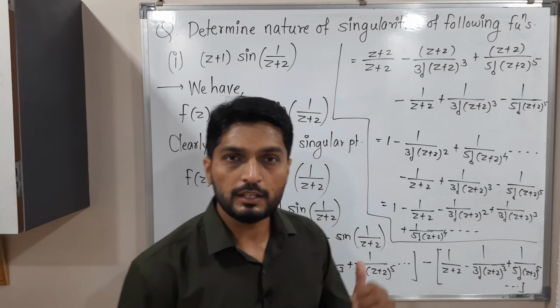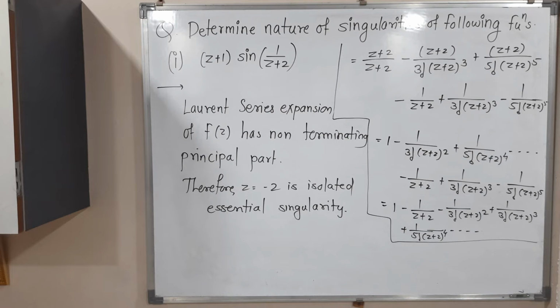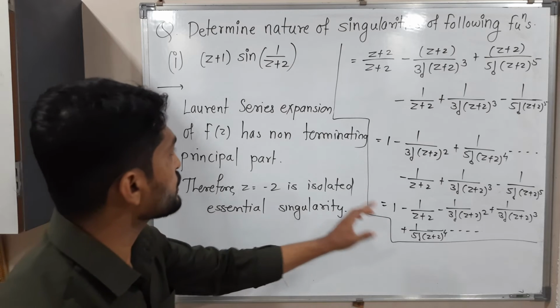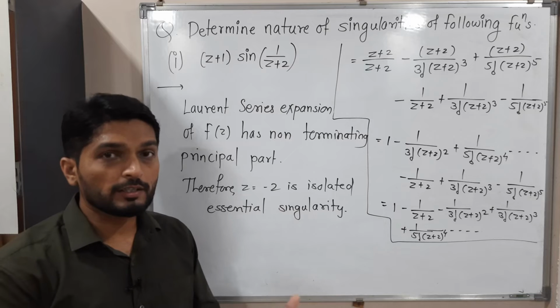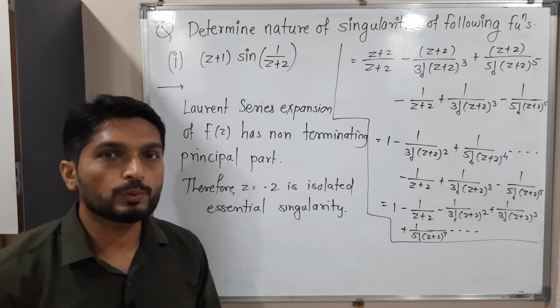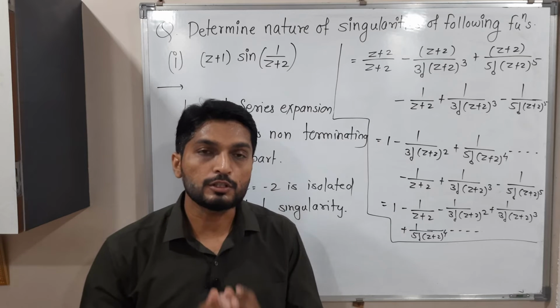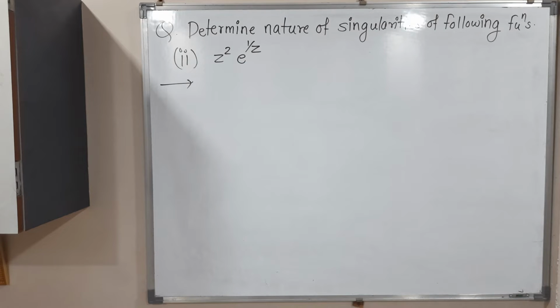Just make a screenshot of it, I will write and then we will go further. I have clearly mentioned there, this Laurent series expansion of f of z has a non-terminating principal part. It is not terminating anywhere, infinitely many terms are there. So that's why z is equal to minus 2 is an isolated essential singularity. Just make a screenshot of it, then we will go for the second example. So let us discuss this second example. What is the second example? Let me write f of z.